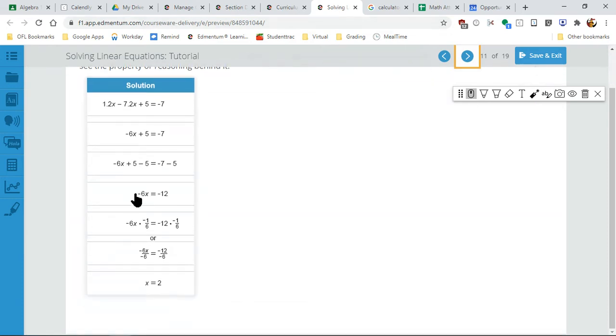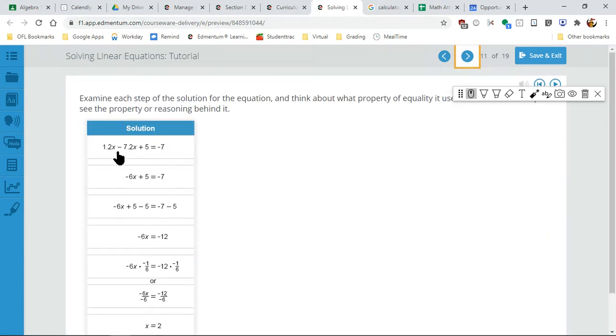So when we're doing this, they're showing us how to solve it step by step. First, we're going to do our like terms. So they're going to combine these like terms. Then they're going to use the subtraction property to get rid of this. You can see it right there. From here, they're going to use the division property. They use it as a fraction. I'm okay with you guys thinking of it as dividing by 6. I think it's weird that they're using a fraction.